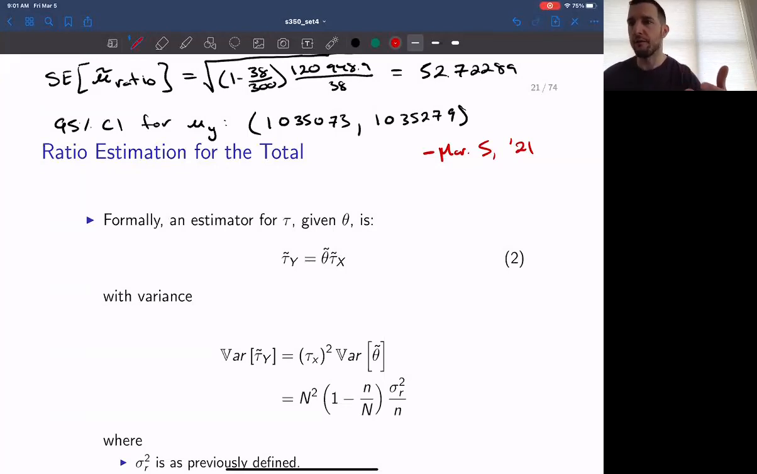And this auxiliary variable, we include it because it is correlated with the variable of interest. So we can estimate the ratio of the means of these two variables. That's the first situation, and we talked about that last Friday and a bit at the beginning of class on Wednesday. And then we can also use ratio estimation to estimate the population mean.